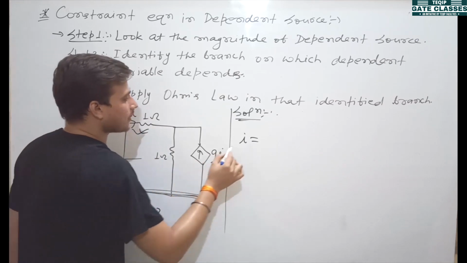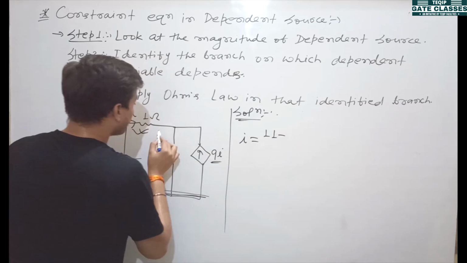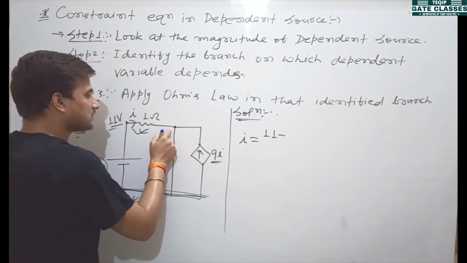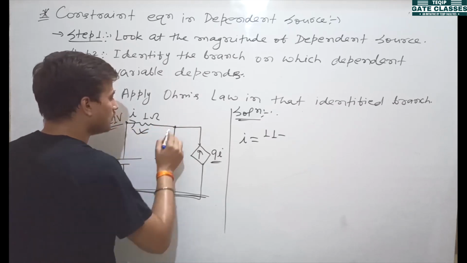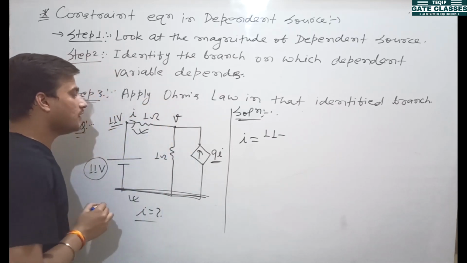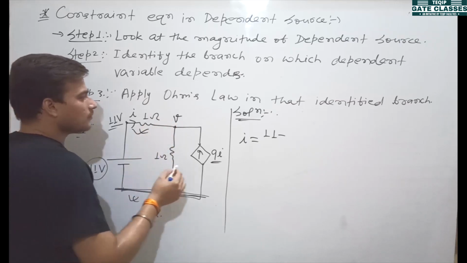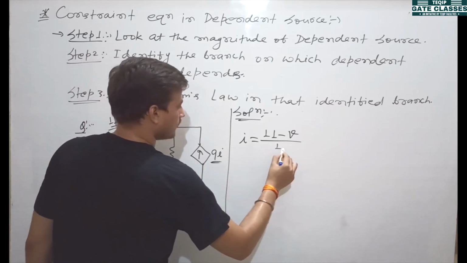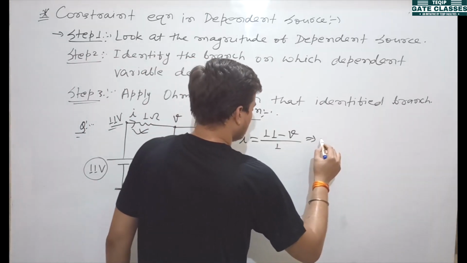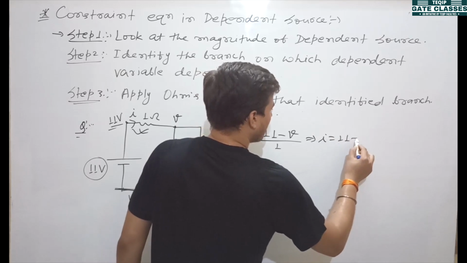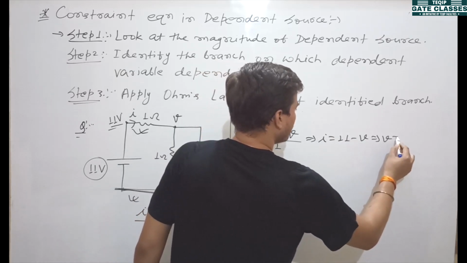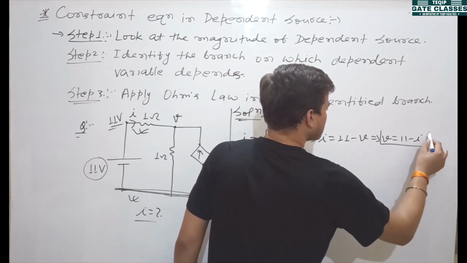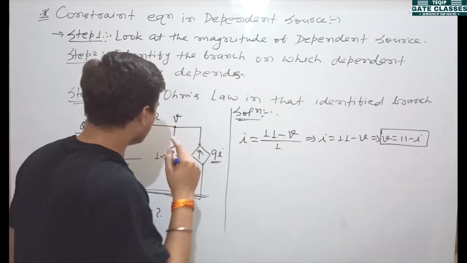So I will be written as 11 minus the potential of this point. Now the potential of this point is not known to you. Let us assume it as a small v. So here it will be (11 minus v) divided by resistance 1. From here you can write I is equal to 11 minus v, or you can write v equal to 11 minus I. This is equation 1. Clear?